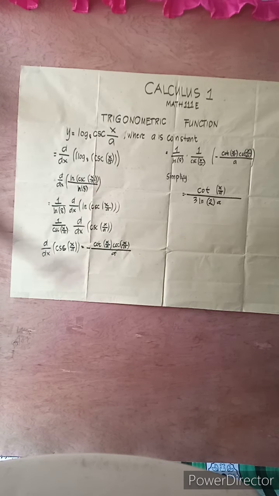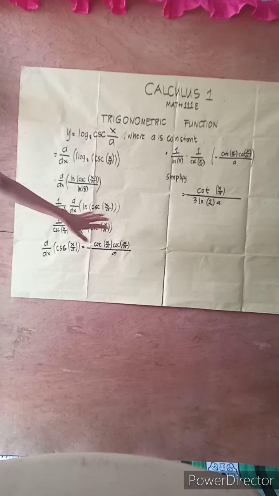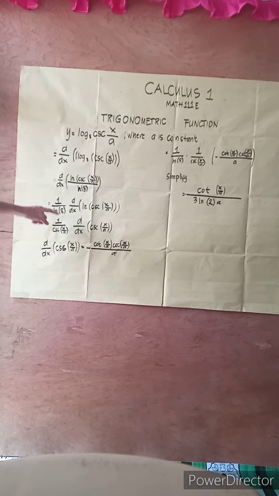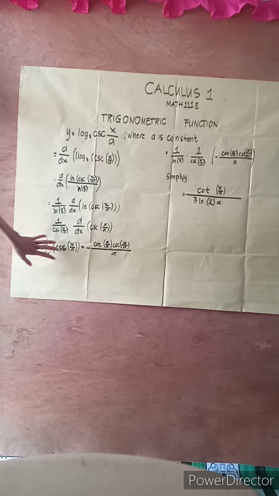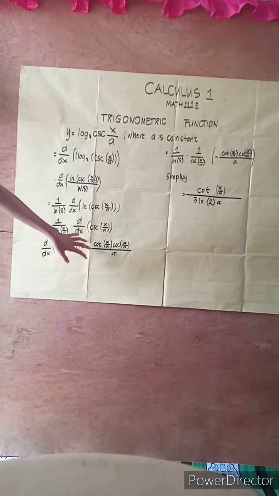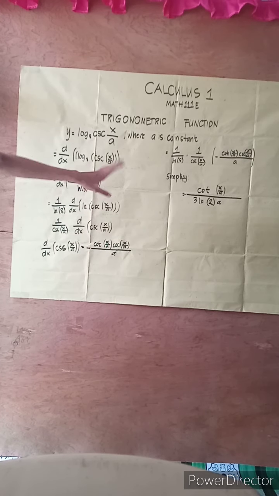Take the constant out, so we have 1 over ln 8 times the derivative of ln cosecant(x/a). We have to apply the chain rule. So, 1 over cosecant(x/a) times the derivative of cosecant(x/a). The derivative of cosecant(x/a) is equal to negative cotangent(x/a) times cosecant(x/a) over a.